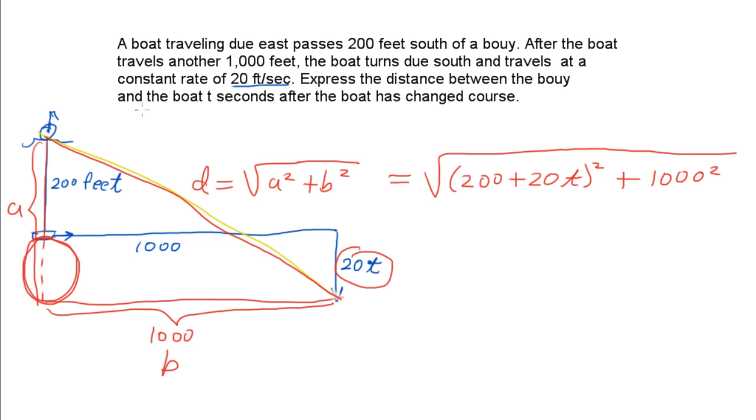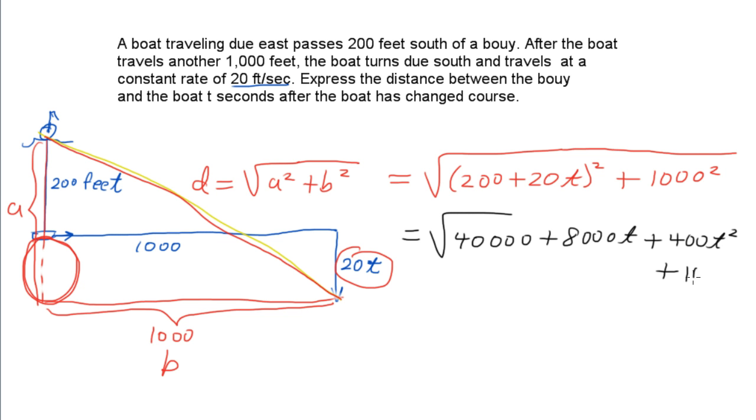Now we could simplify this, certainly in the books, whatever book you're using, they'll probably want you to simplify it, but we can simplify this real quickly. So 200 plus 20t quantity squared is going to give us 40,000, plus 8,000 t, plus 400 t squared. I'm running out of room here. Plus 1 million. I'm going to write that as 1,000 squared.